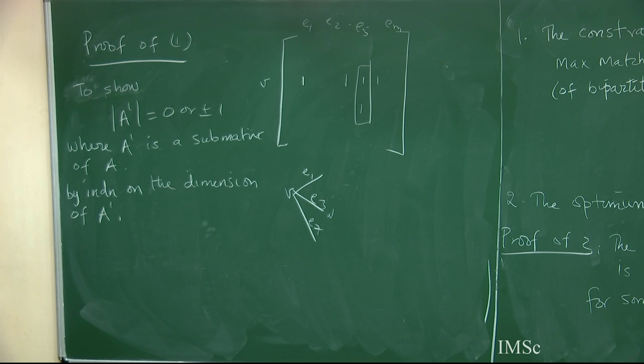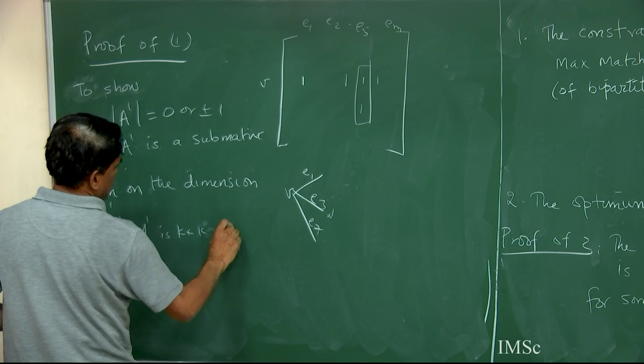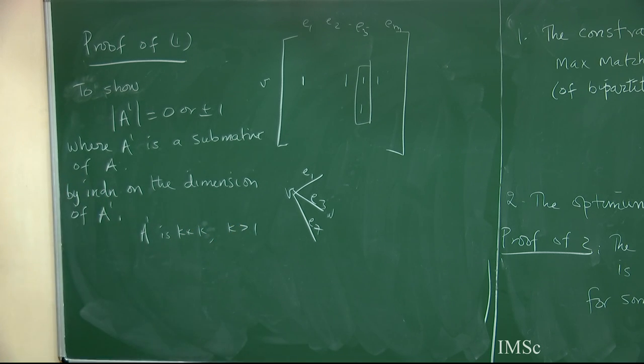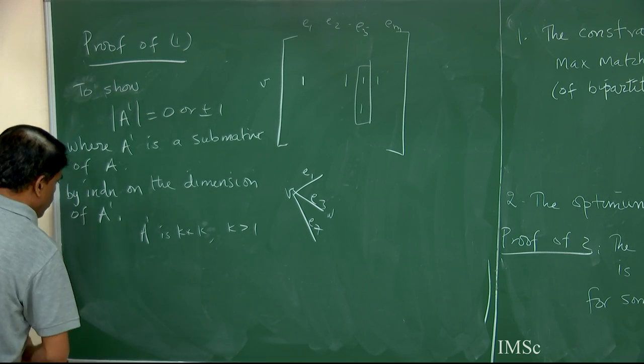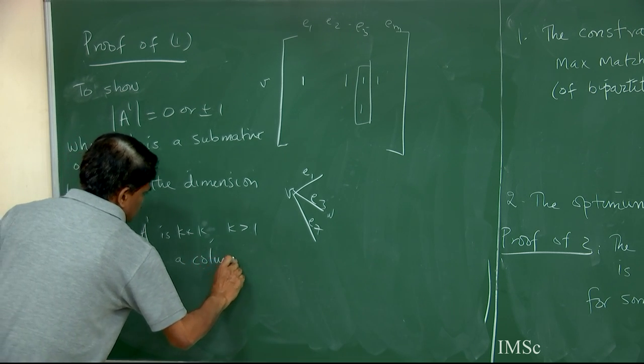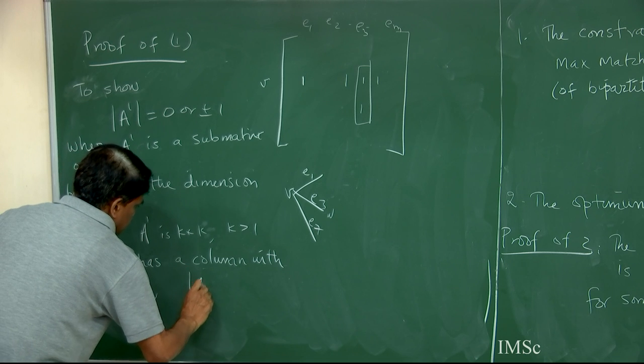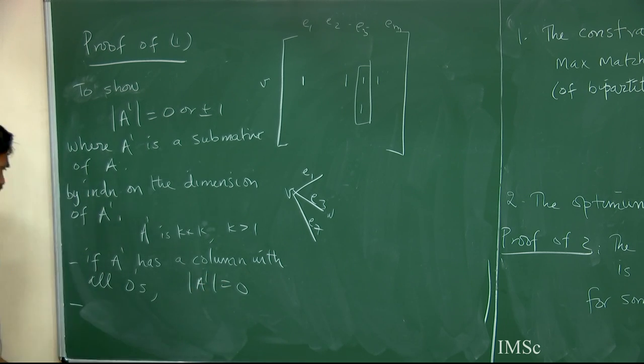So let's say it's a K by K matrix. So A prime is some K by K matrix where K is strictly greater than 1. If A prime has a column with all zeros, then the determinant is zero, right? So no such column. If it has a column with exactly 1, 1, what can you say?